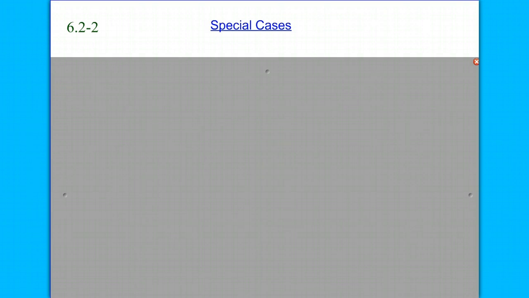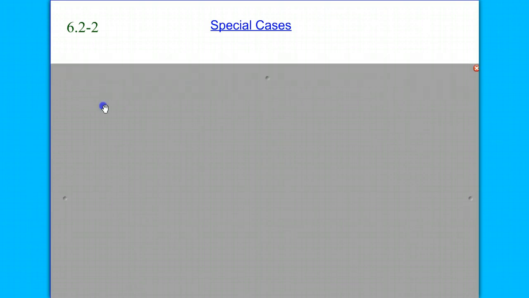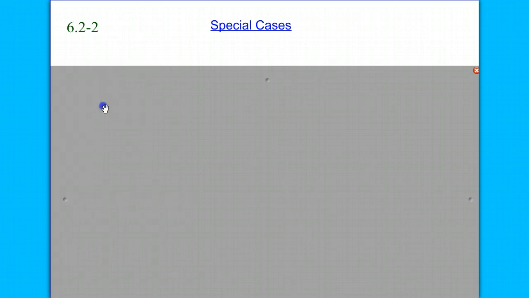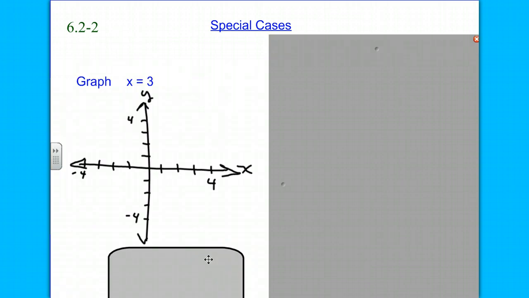With linear equations, we're used to seeing two variables because we graph them on a plane that has x and y, and we're used to two variables. So what happens when we see a linear equation that has just one variable? X equals 3. You're told to graph x equals 3, and you're told this is a linear equation.